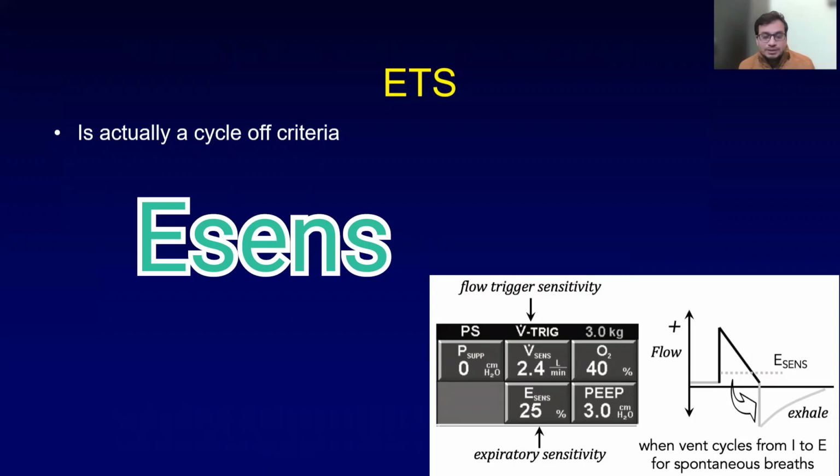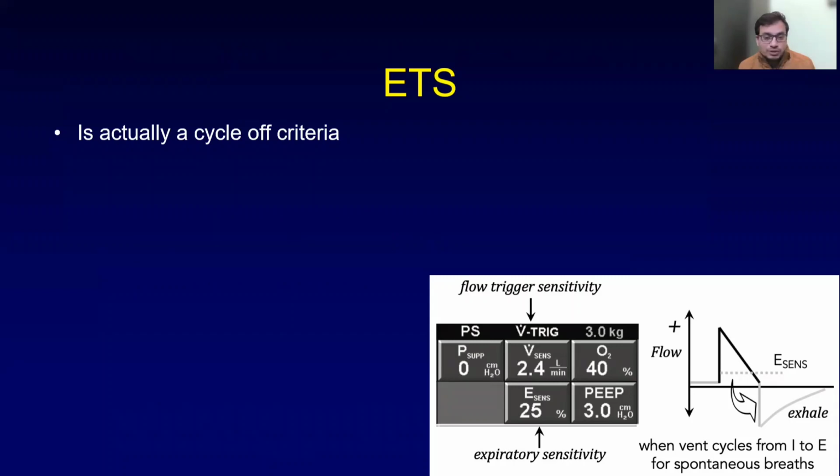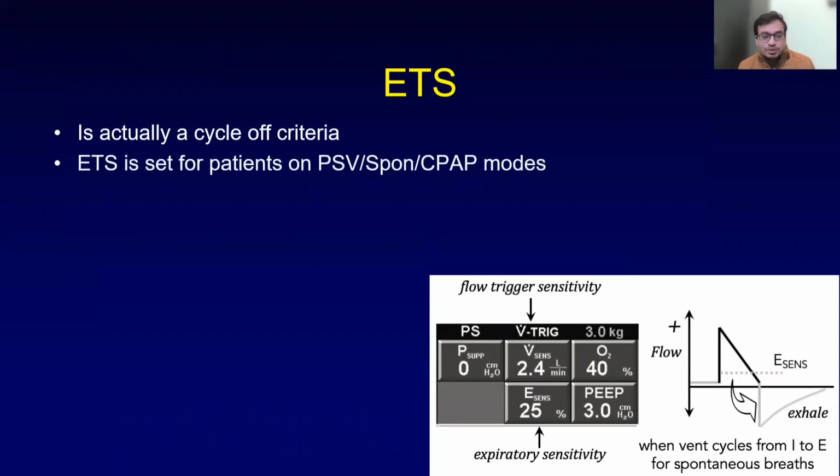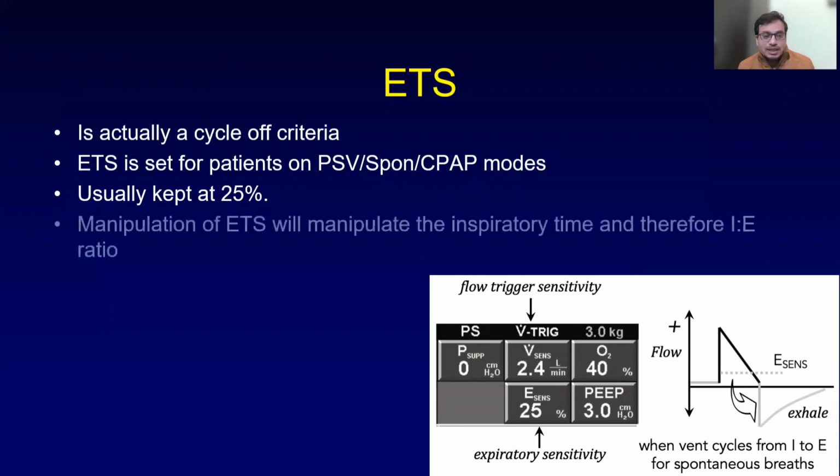Okay, so the names are very confusing in ventilator science. ETS is set for the patient on pressure support ventilation or CPAP mode, and it is usually kept at 25%. The usual setting is 25%. Manipulation of ETS will manipulate the inspiratory time and therefore the I ratio as well. So that is a very important thing we should understand.